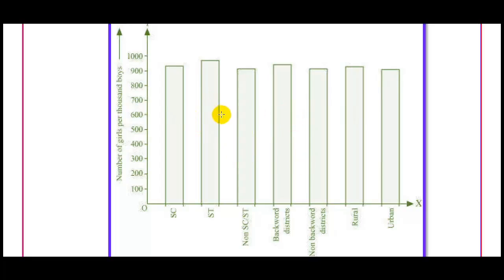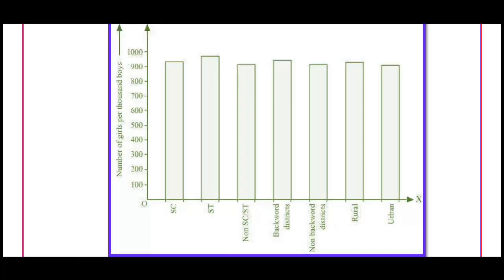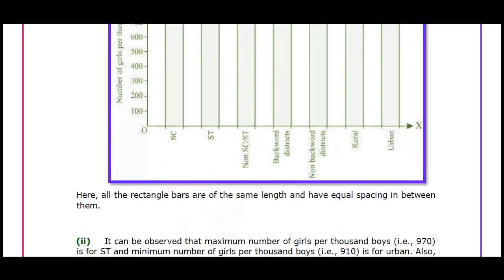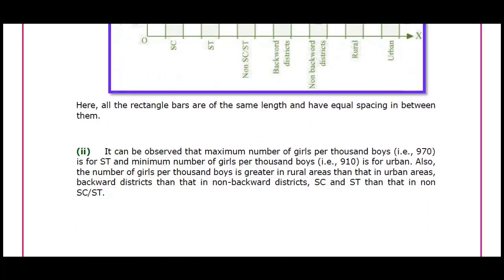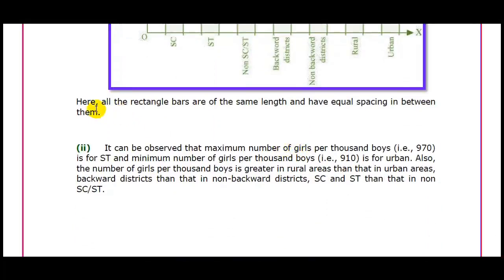and the bar should be of uniform width. As you can see, there are gaps between the bars. This is a simple bar graph. And for the second part of the question, see here all the rectangle bars are of the same length and have equal spacing in between them. So this should be kept in mind while drawing your bar graph. So second part of the question you can answer.